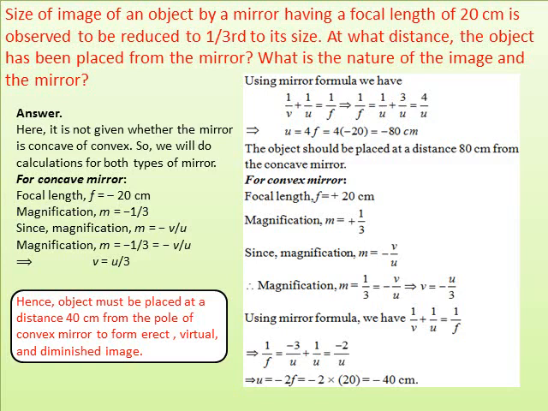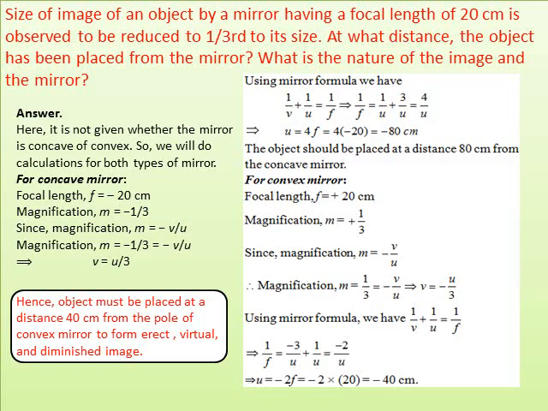If you analyze this question, you will find a lot of complications. The question doesn't tell you whether it is a concave mirror or a convex mirror. What information is given? It has a focal length of 20 centimeter, and the size of the image is reduced to 1/3.